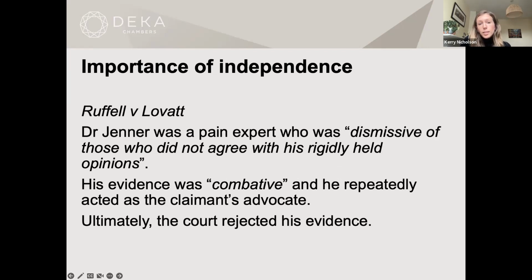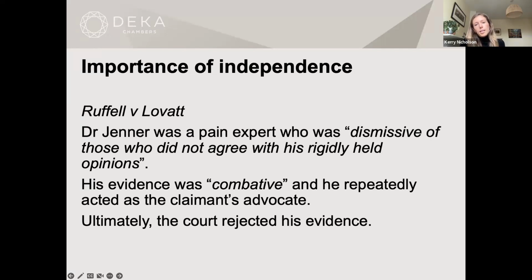Similarly, in Ruffle and Lovett, there was a pain expert that the court again found itself unable to rely upon. It found that Dr. Jenner was dismissive of those who did not agree with his rigidly held opinion, and the court found that that was inconsistent with the obligation of an expert to consider and acknowledge where there is a range of opinions, even if the expert for his own reasons rejects them.